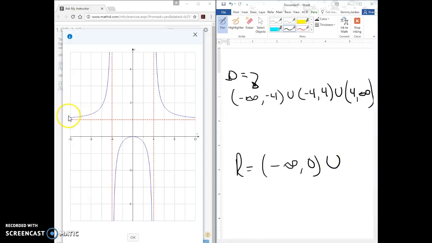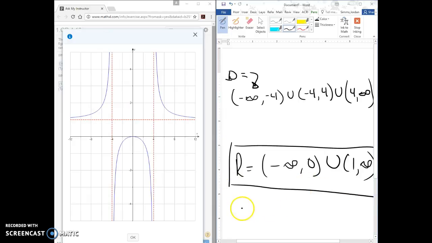And in either case, it starts at this value of 1 and goes to infinity. Okay, so it's going to be from 1 to infinity. Both these are the same range, so that's okay. I'm just going to list it once. So in interval notation, that is the range as well.